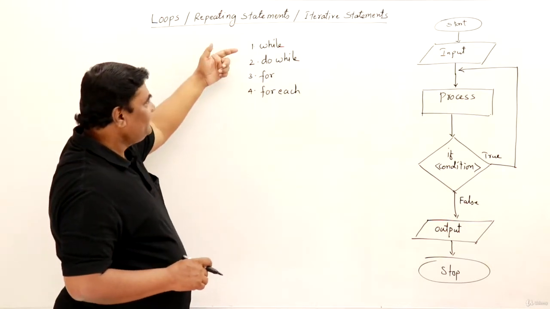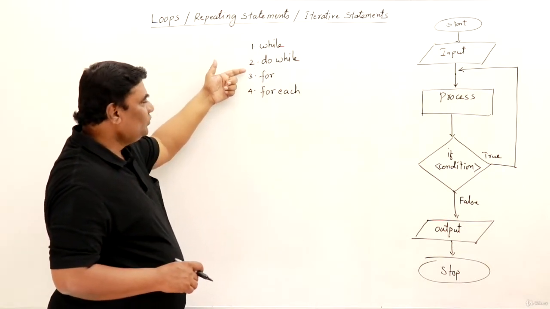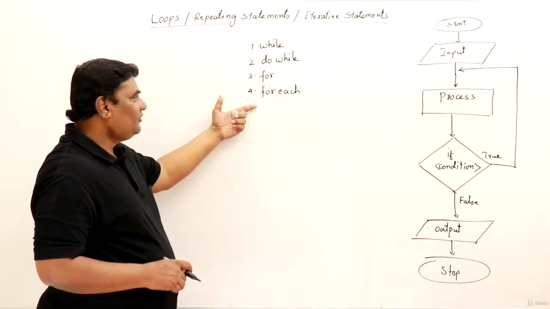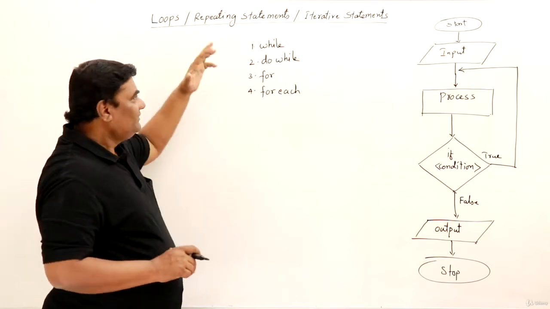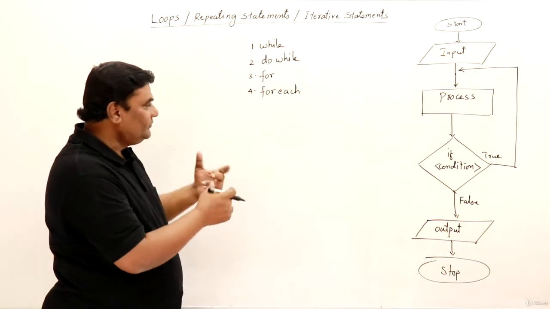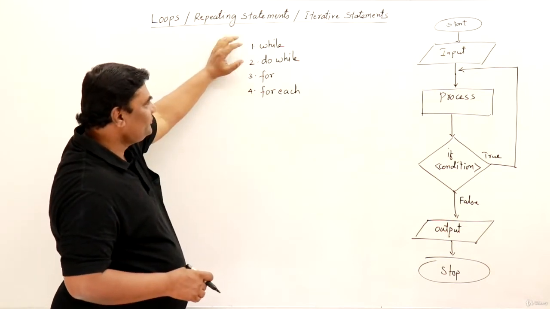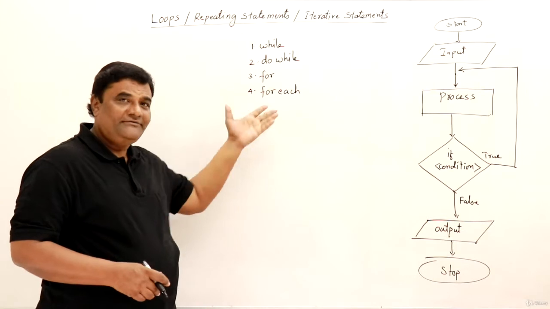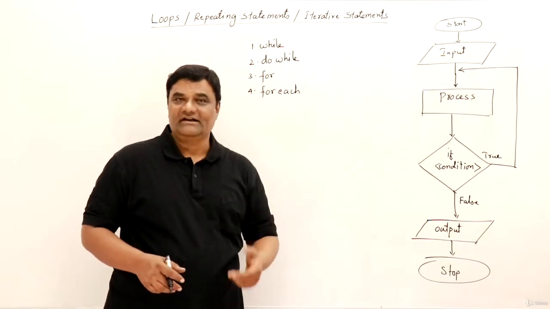C++ has types of loops: while loop, do while loop, for loop, and for each loop, right? Now in this video I'll be giving you an introduction to the loops, and also I will be explaining these first two. Then in the next video we will see for, and for each we will look at some other time.